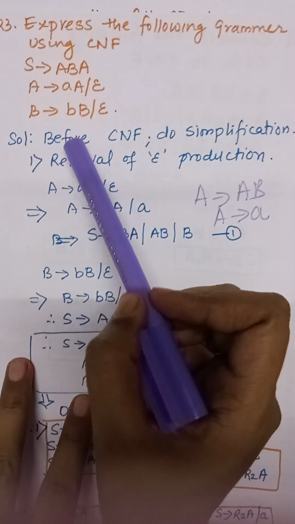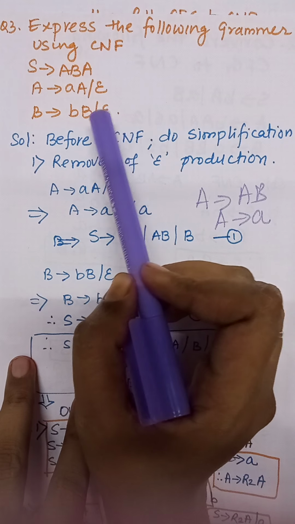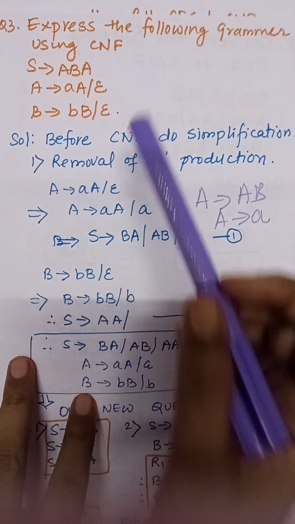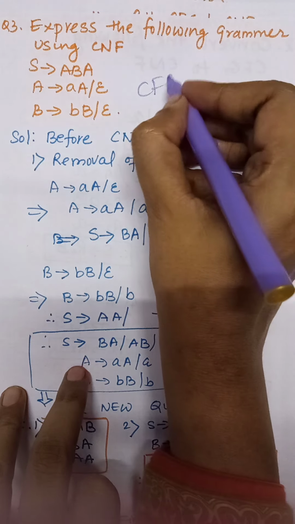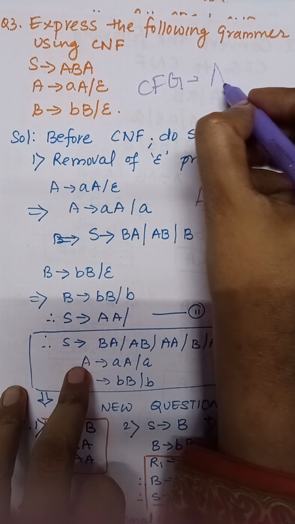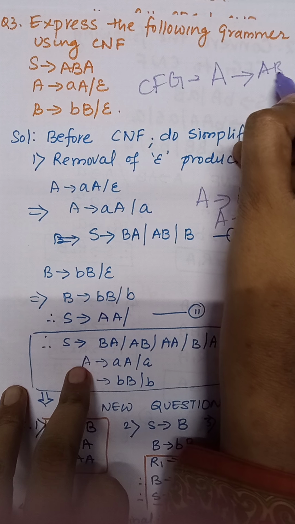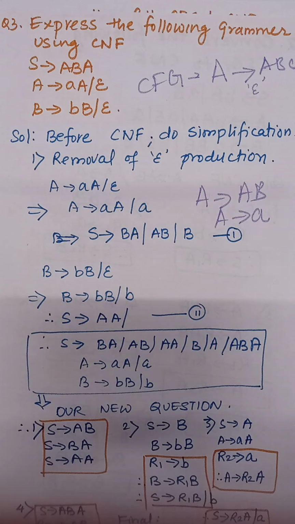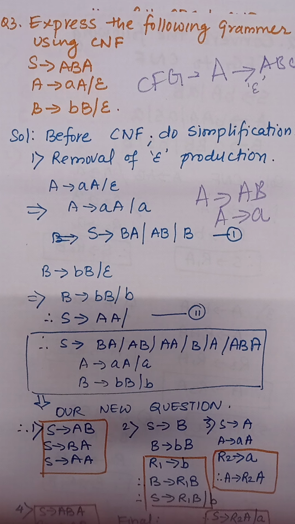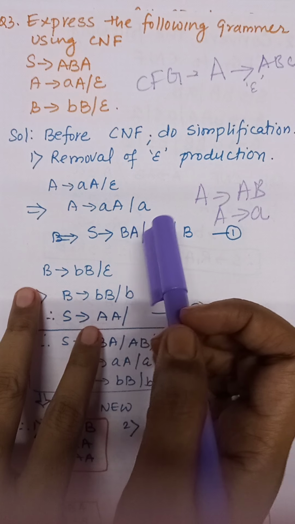But here in this question, what is present here? First of all, we have to check whether it is in a proper CFG format. So what is CFG format? In the CFG format, we should have a single non-terminal on the left hand side followed by any combination of terminal and non-terminal. But we should not have the epsilon, because in the case of CFG, we should avoid having the epsilon. That is called the simplification of CFG.